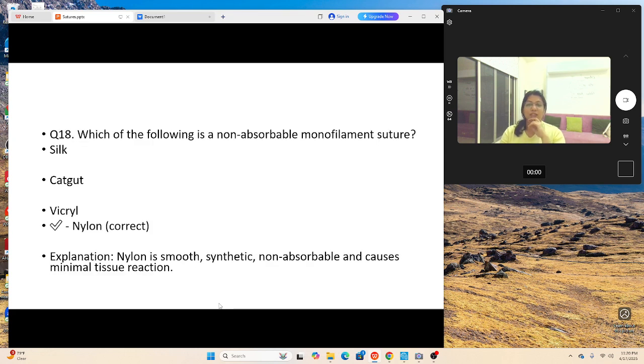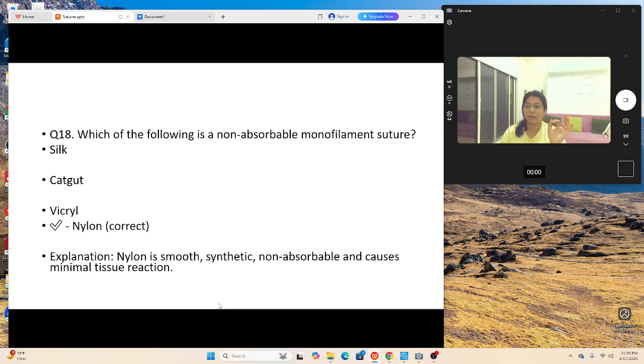Which of the following is non-absorbable monofilament suture? Silk is non-absorbable, correct, but it's a multifilament one. Vicryl is absorbable. Catgut is absorbable. Nylon is the correct answer here.